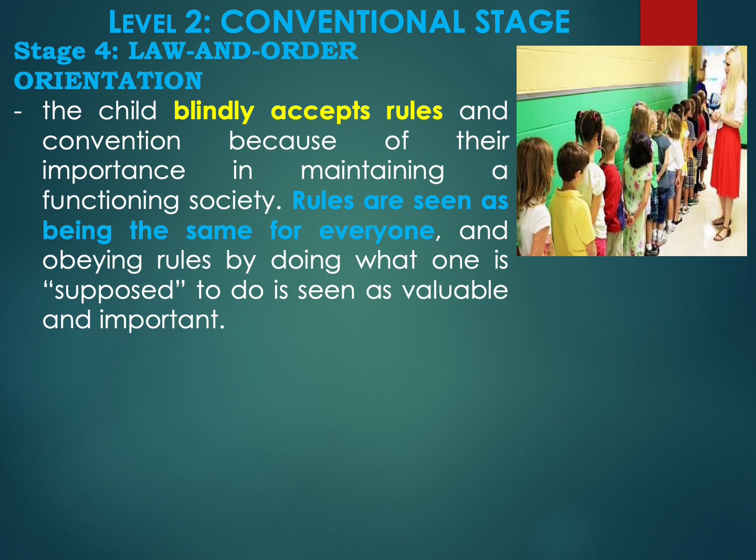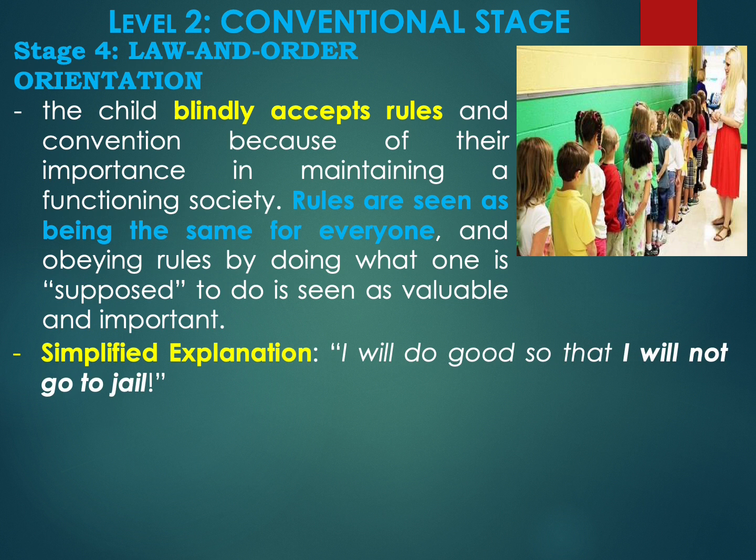We also have number 4, which is law and order orientation. The child blindly accepts the rules and conventions because of their importance in maintaining a functioning society. For the individual, rules are seen as being the same for everyone, and obeying the rules by doing what one is supposed to do is seen as valuable and important. Here, for an individual with the law and order orientation, he thinks that it is our responsibility to follow all the rules. Even if it doesn't make sense, we will follow it. That's for law and order orientation.